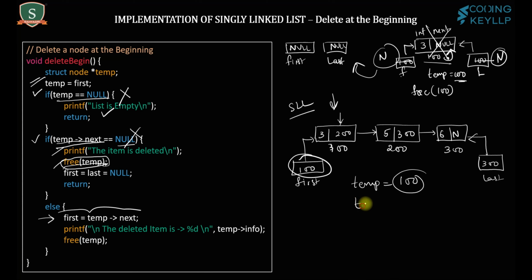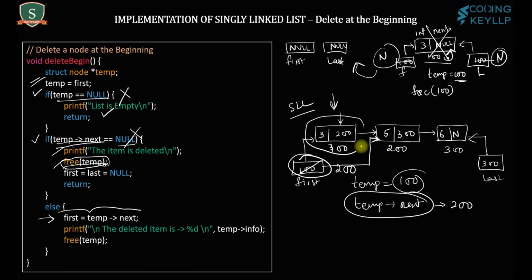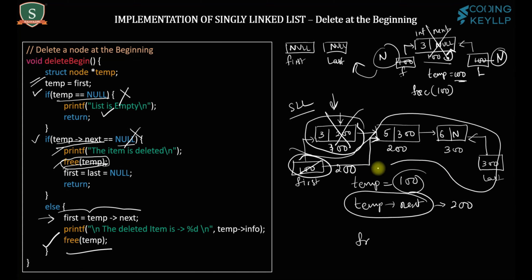So, temporary of next, what does it mean? It means the address 200. So, we are updating the first value with 200. It means we are directly connecting to the second node. What about this memory? We have to free it. The moment you call free of temporary, the allocated memory will be freed, and we will have a linked list where the first node address is 200.